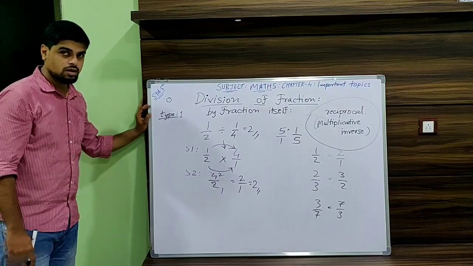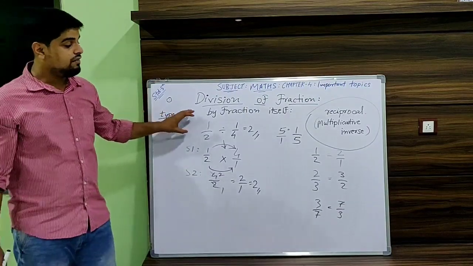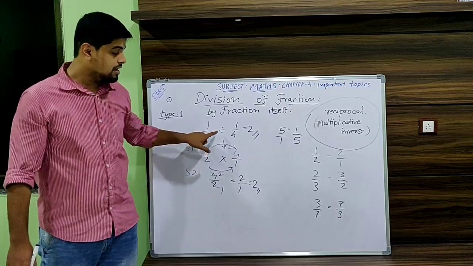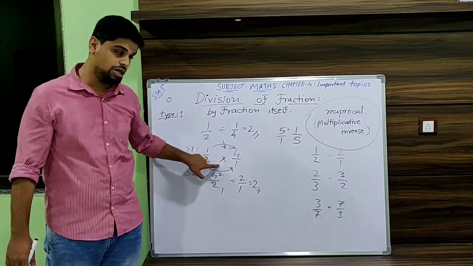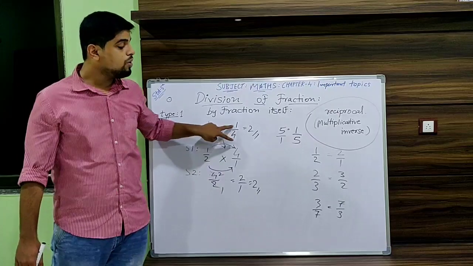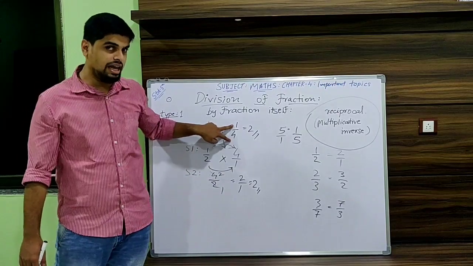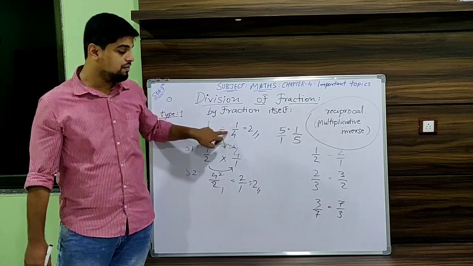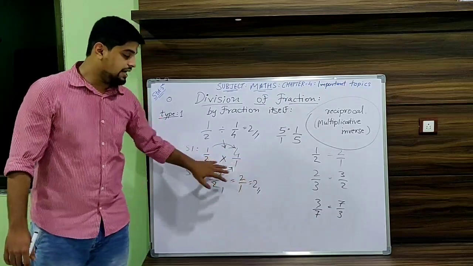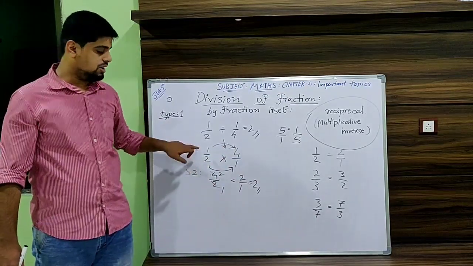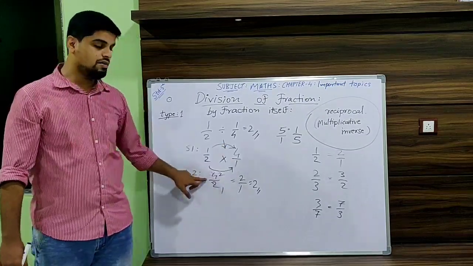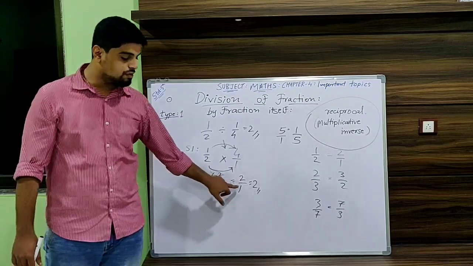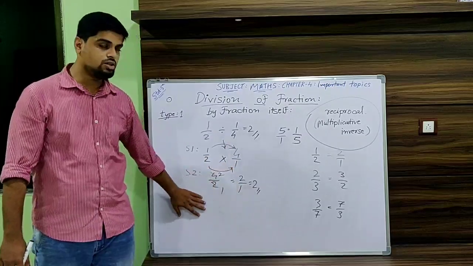Is it clear, students? What have we done? If division of fraction is given, then we have to write the first term as it is, then we have to change the division sign into multiplication, and we have to take reciprocal of the second term. Any term will be given, then you have to take reciprocal of that particular term. So 1 by 4 becomes 4 by 1. And after getting this step, you can do simply multiplication. That is 1 into 4 and 2 into 1. And for the answer 4 by 2, you have to see whether the simplest form is possible or not. If possible, you have to write the simplest form. If not possible, you can stop there.